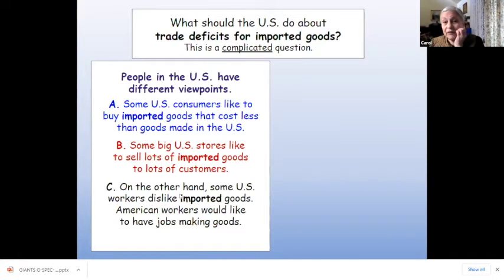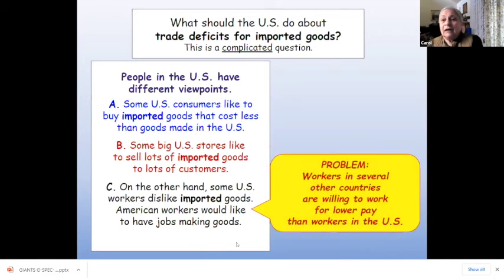On the other hand, there are workers who used to make refrigerators in the United States, and most of the refrigerator factories moved to Mexico, for example. And workers in several other countries, and we'll see that very soon, are willing to work for much lower pay than workers in the United States. Big problem.